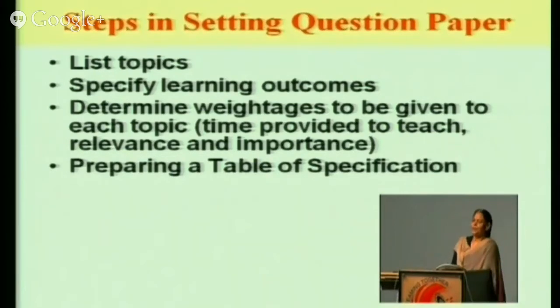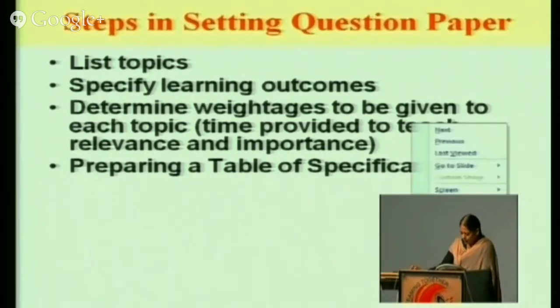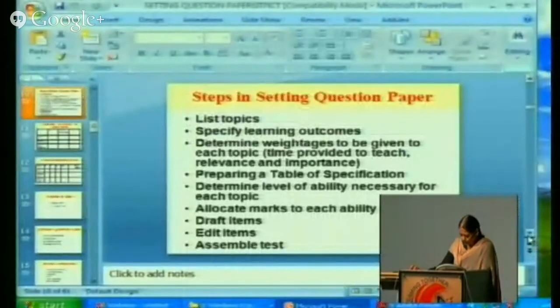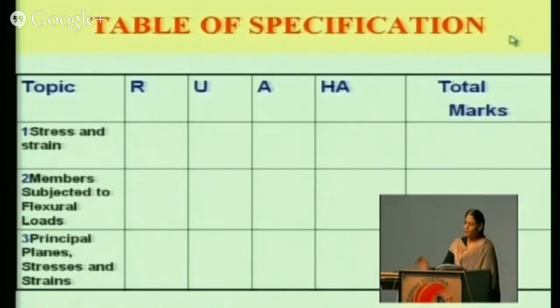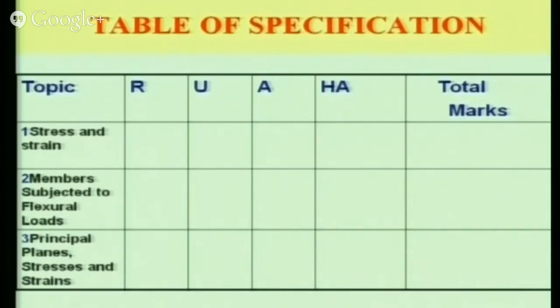Then comes preparation of the table of specification. What is a table of specification? A table of specification is a two-way representation. Two-way representation of what? The topics and the cognitive levels of the objectives. That means how much weightage is to be given to remembering, how much weightage is to be given to understanding, how much weightage is to be given to application and higher than application.